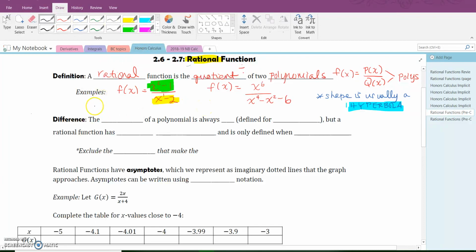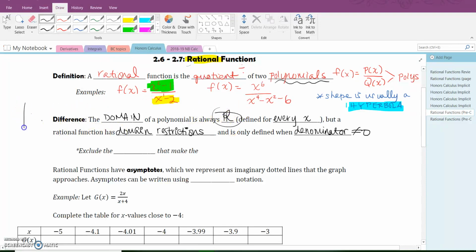Okay, so the main difference between a polynomial and a rational is domain. The domain of a polynomial is always going to be all real numbers. All that means is whenever we graph this, they went all the way to the left, we did something in the middle, they went all the way to the right, like every single x was hit for a polynomial. But whenever we do a rational function, the domain is not going to be all real numbers. We'll have some kind of domain restriction.